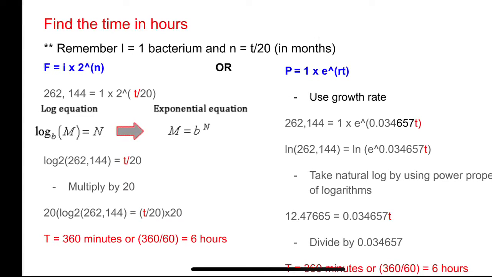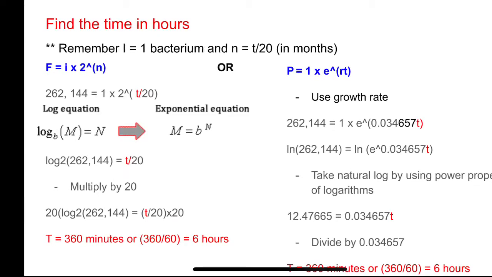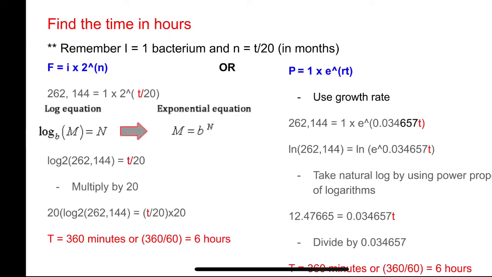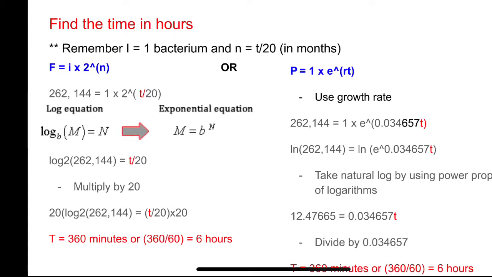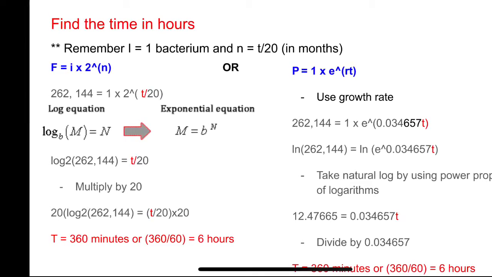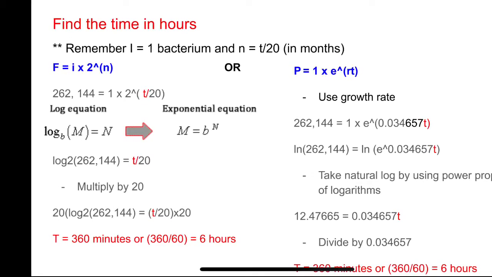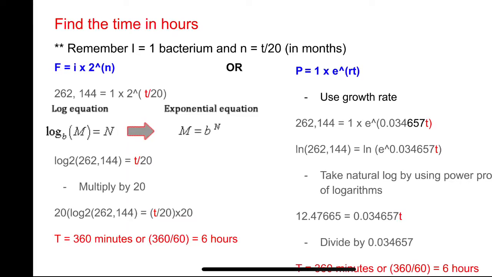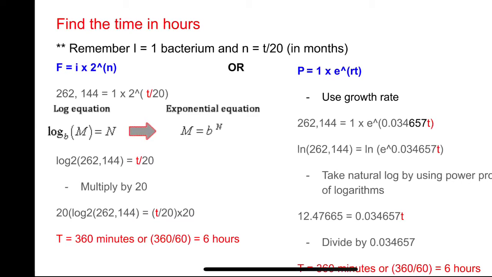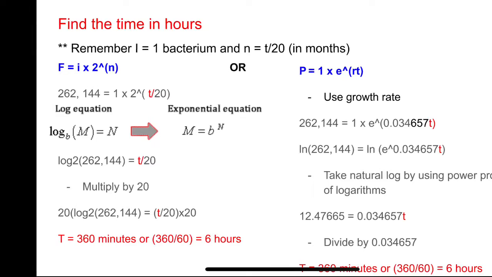Fill in the final number of 262,144. Again, we need to take the natural log of each side, canceling out the e. Insert into your calculator natural log of 262,144 divided by 0.034657, which will again give you 360. So we divide by 60 and get 6 hours.